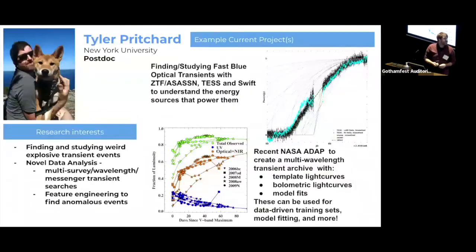Finally, it's me. I'm a postdoc with Mariam, and I, generally speaking, am interested in finding and studying weird events and thinking about different ways we can use data analysis to discover them.